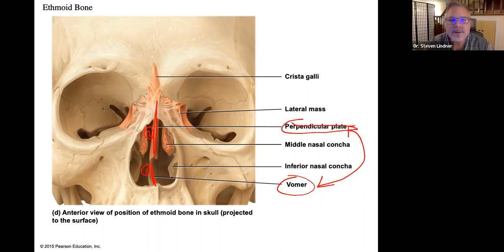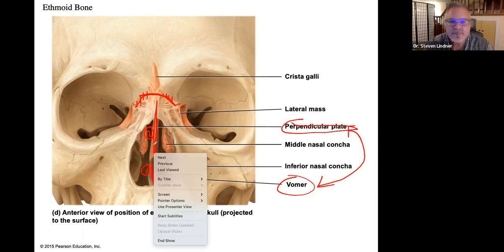Now, right here is the cribriform plate, and remember the cribriform plate has all these little dots, all these little perforated holes in it for the olfactory nerve to pass through for smell.